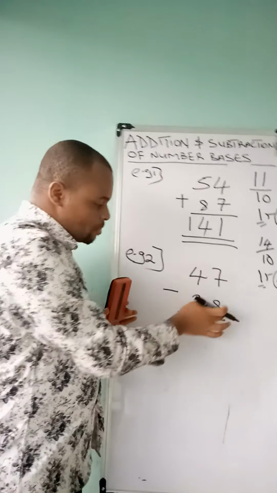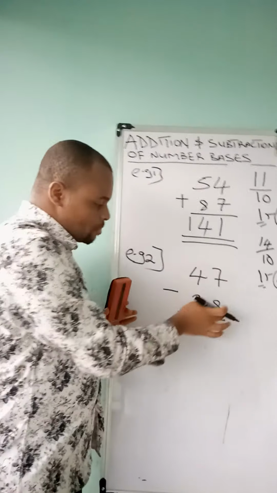In base 10, once you borrow 1, it becomes that base, which is 10. I borrow 1 from here, that one automatically becomes 10. 10 plus 7 will give me 17. That is why you always borrow 1 and you put it here, it becomes 17. 17 now minus what? 8. 17 minus 8 will give me what? 9. I'm working in base 10. 9 is less than 10, so it's allowed.